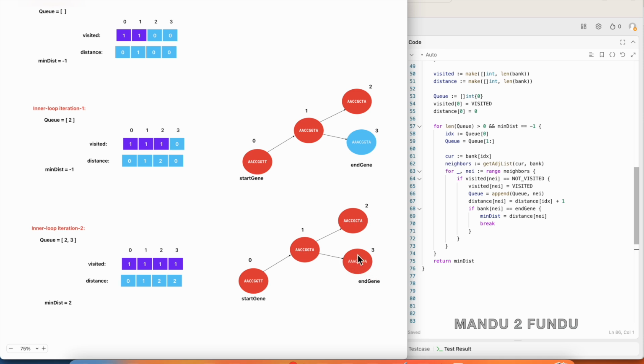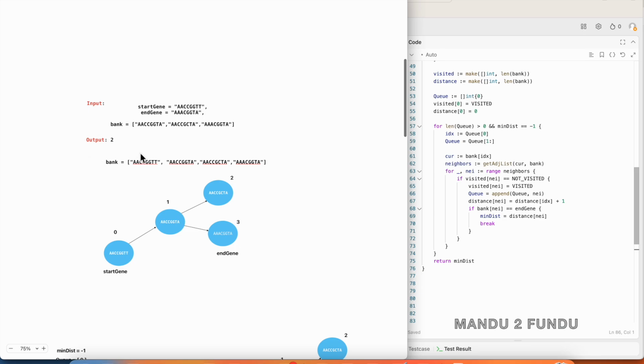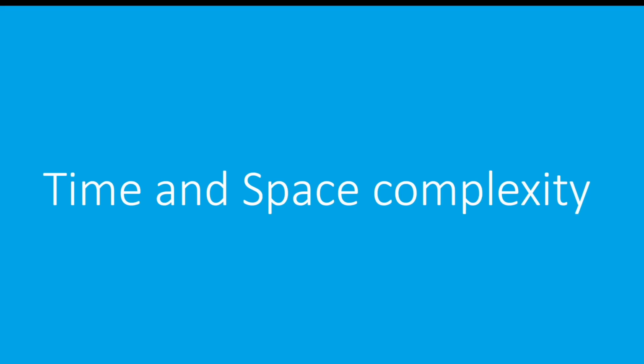So we set the minimum distance variable with the value of the current neighbor's distance, which is 2. Once that is done, we come out of the inner loop and go back to the outer loop. Here the min dist is not equal to -1, so we break out of this loop and return 2. So the minimum distance is 2, and that is the expected output. Next I'm going to do the time and space complexity analysis for this solution.